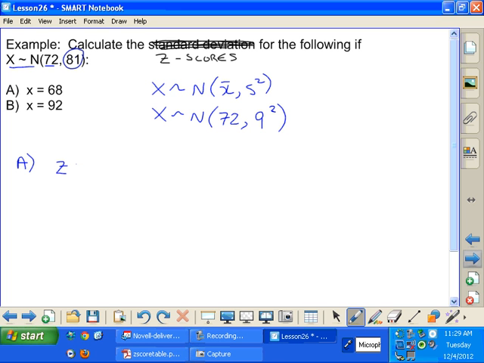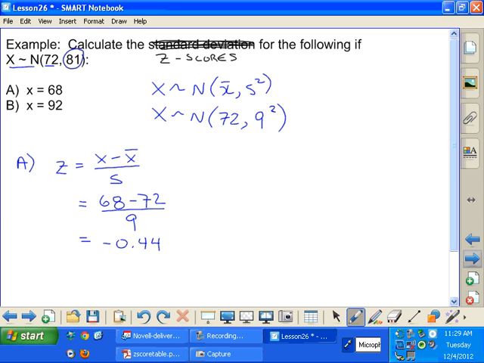The z-score formula is the data point minus the mean divided by your standard deviation. So for part A, we would have 68 minus 72 divided by 9. So this is going to give us the z-score, the number that we would go to find in the chart. So 68 minus 72 divided by 9 gives me negative 0.44.